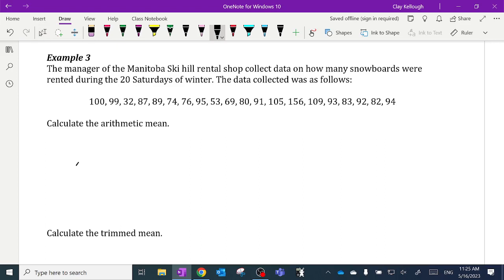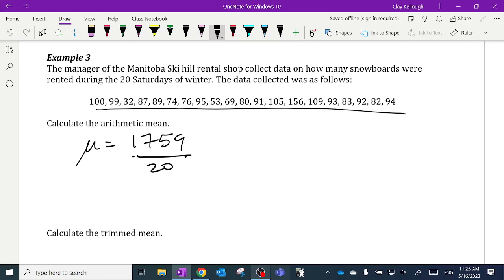Okay, I did this already to save some time. If I add all these numbers up, I get 1,759. There's 20 numbers here, right? It told us that in the question. And that gives me an arithmetic mean of 88. Now let's calculate the trimmed mean.